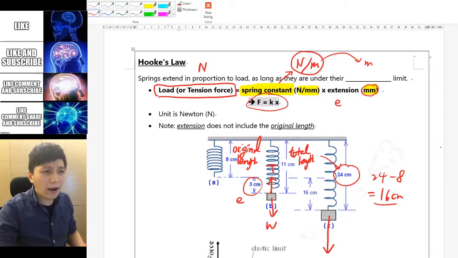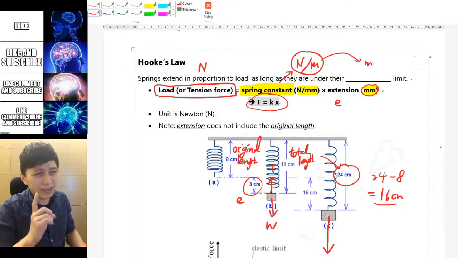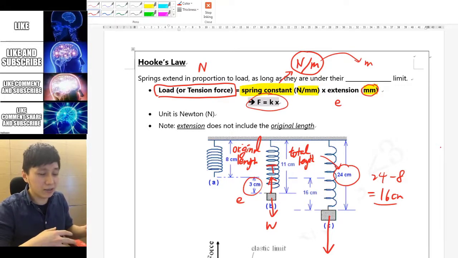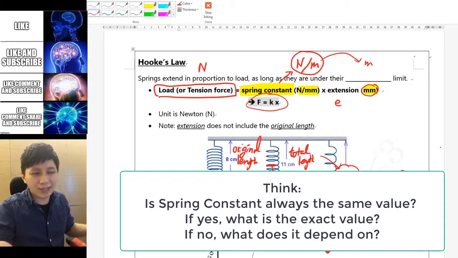And so for now, I have a question to ask you. What is spring constant actually? Would it change throughout the experiment, or is it universal? So is there a value for spring constant, like pi is always 3.14? Or what does it actually depend on?